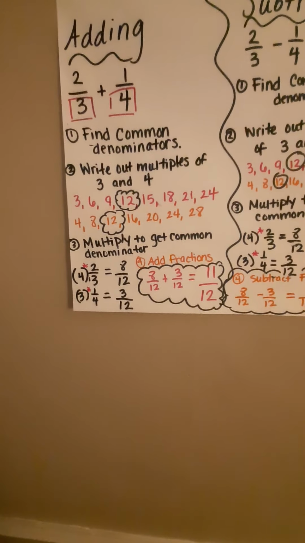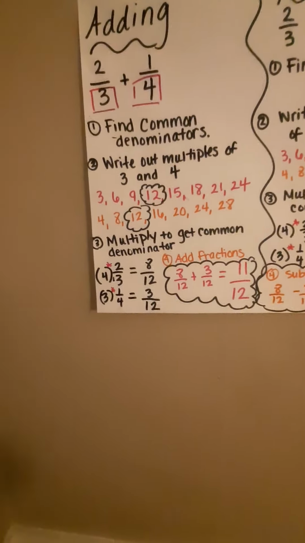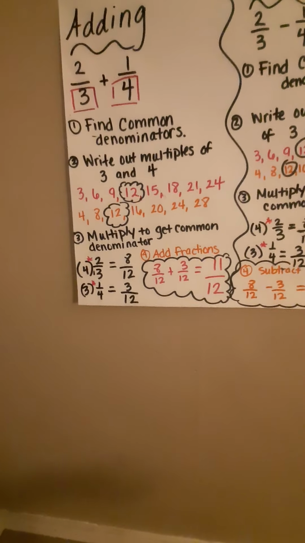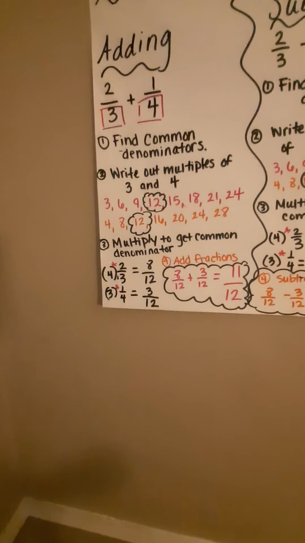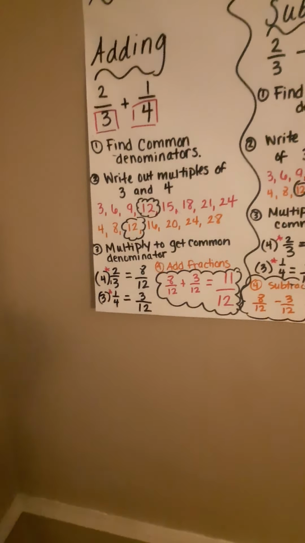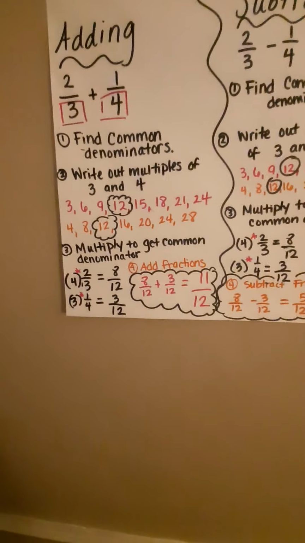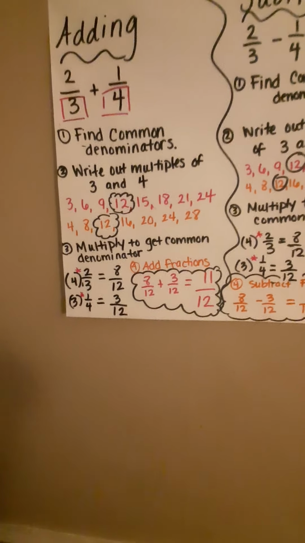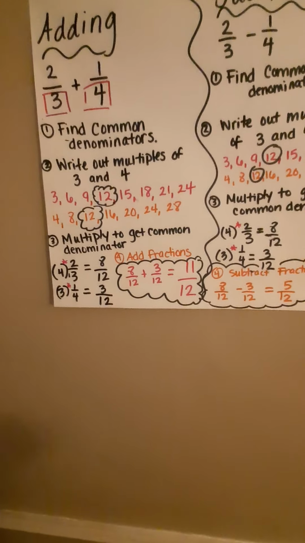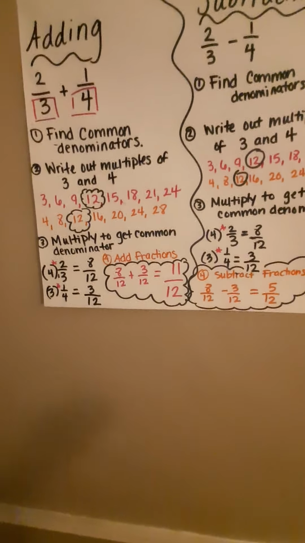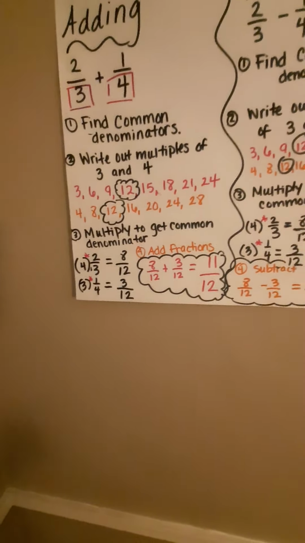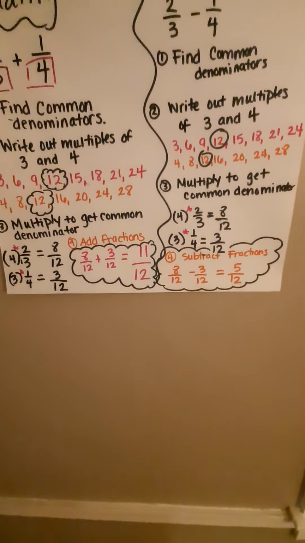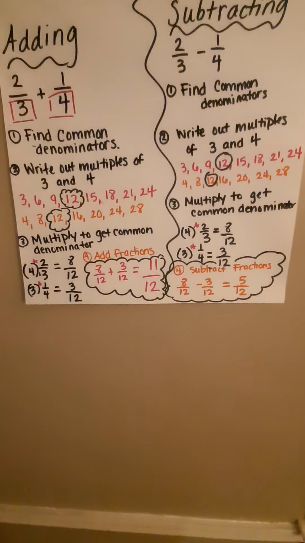After which, you're going to multiply to get the common denominator. I know that 4 times 3 is 12 and 3 times 4 is 12. So I'm going to multiply 2/3 by 4 so I can get a denominator of 12. And then I'm going to multiply 1/4 by 3 again to get a denominator of 12. When I multiplied, I got 8 twelfths and 3 twelfths. After that, I simply add, and I got 11 twelfths.